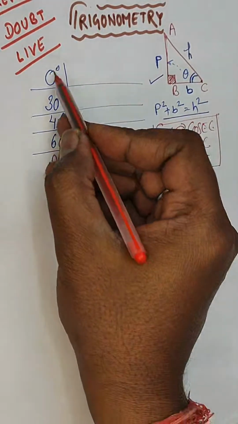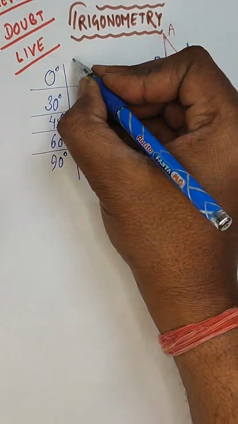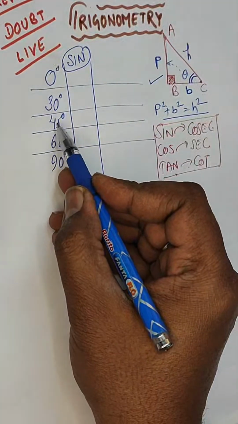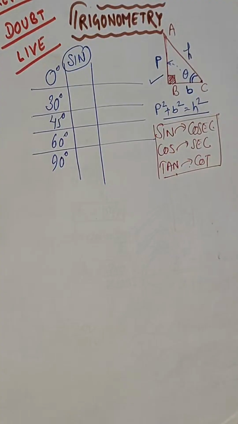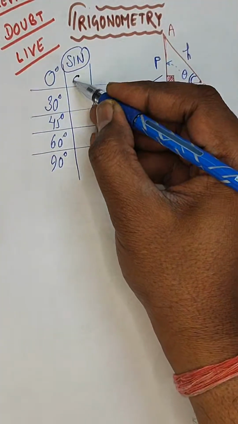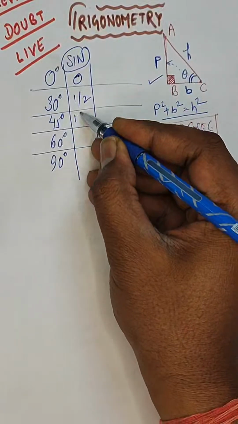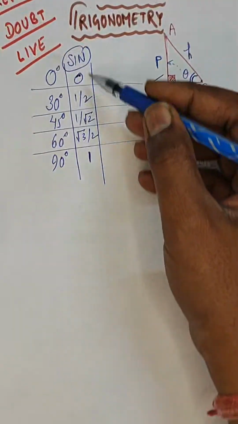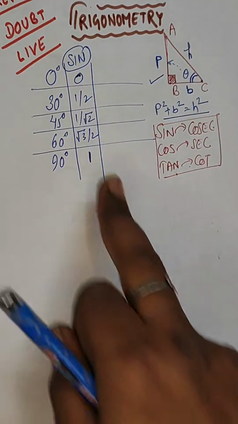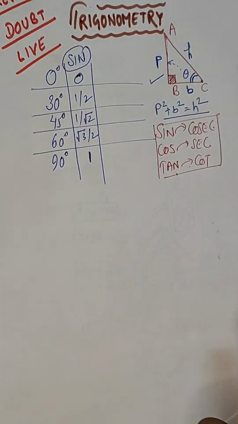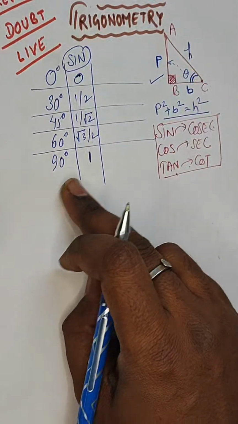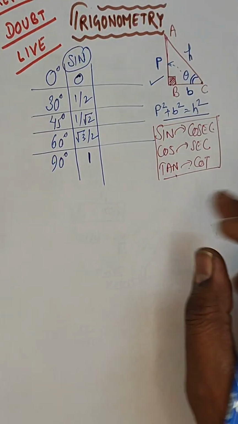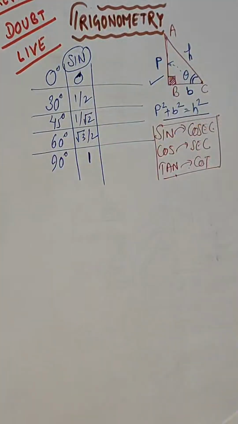Apart from this, for sine, just remember the five values: 1, 2, 3, 4, 5. Sine 0 is 0, sine 30 is 1 by 2, sine 45 is 1 by root 2, sine 60 is root 3 by 2, and sine 90 is 1. I am asking you to remember only five values, nothing more than that. With these values you are able to solve each and every question related to sine, cos, tan, cosec, sec, cot, everything. If this is sine, then opposite to it is cosec.